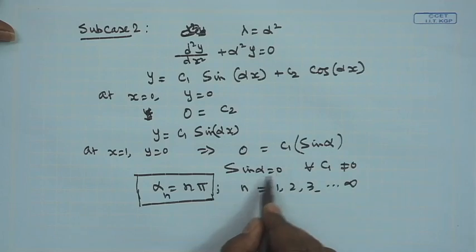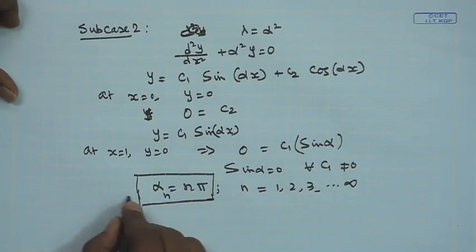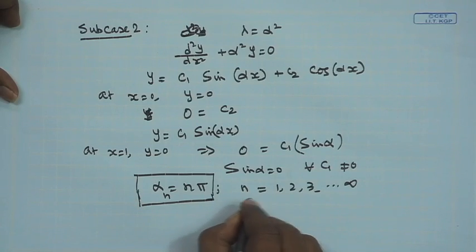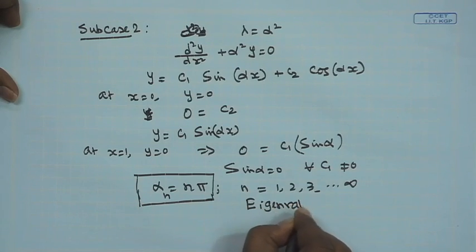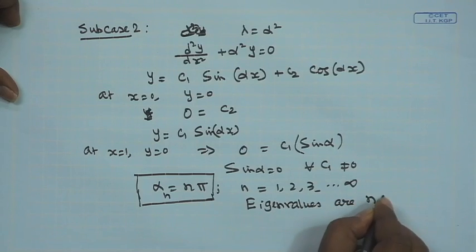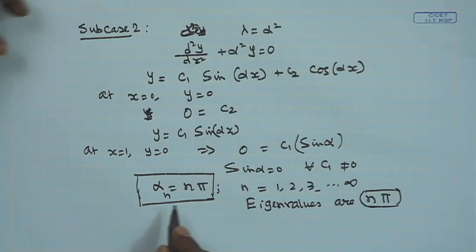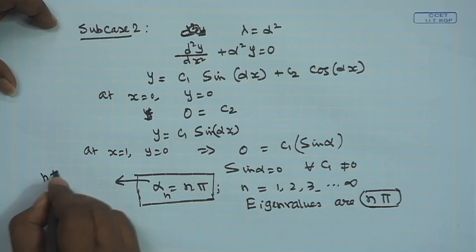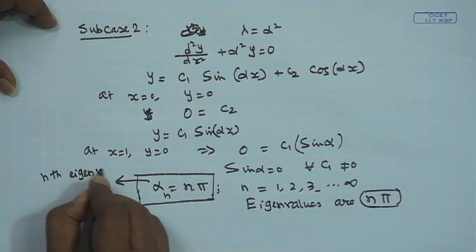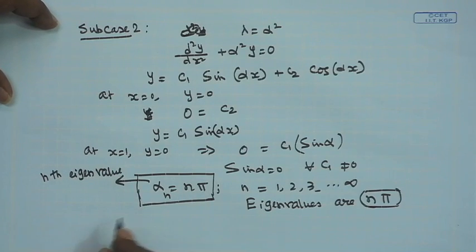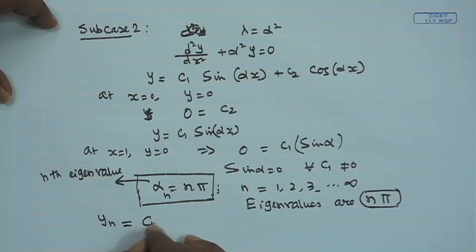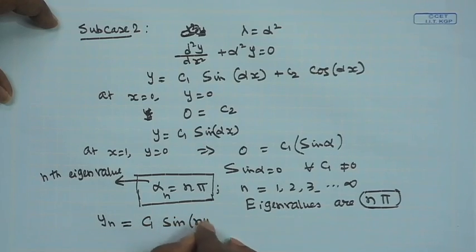So, in this equation the roots are n pi, and these are the eigenvalues of the system. So, eigenvalues are n pi, and alpha n is known as the nth eigenvalue. So, what is the nth eigenfunction? Y n, so we put a subscript n in order to indicate this is the nth eigenfunction corresponding to the nth eigenvalue. So, y n will be nothing but C 1 sin n pi x.